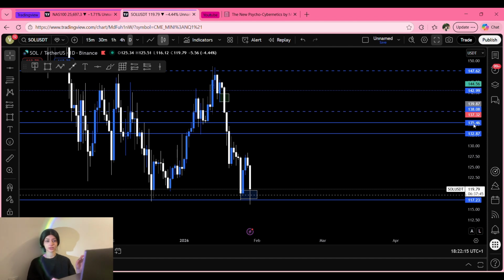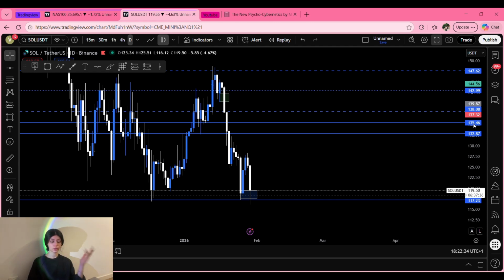And firstly, we are starting with the daily time frame, just to see where we are overall, the general direction, so we can see where we should be heading towards, okay? So on daily right now we're very much bearish, right?